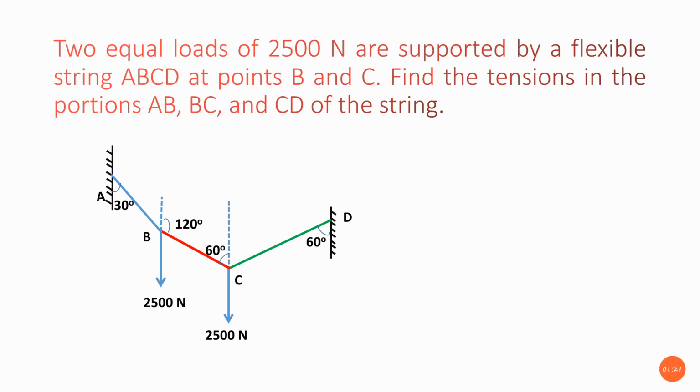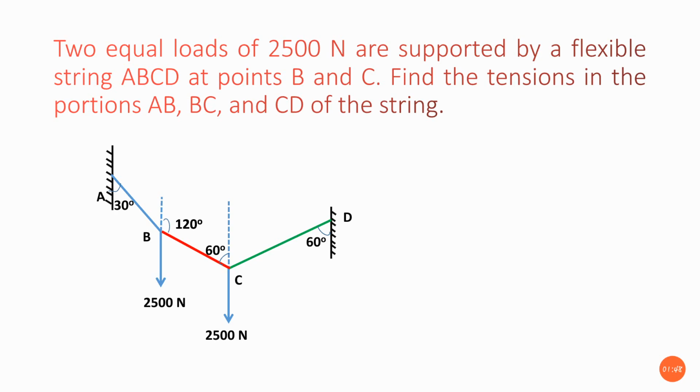At the point C, there is another string connected, that is CD, to the left side vertical wall. At the same time, C is subjected to 2500 newtons, and the BC string at C with the vertical plane is making 60 degrees. At the point D, the CD string is making 60 degrees to the vertical wall. So these are the conditions he has given.